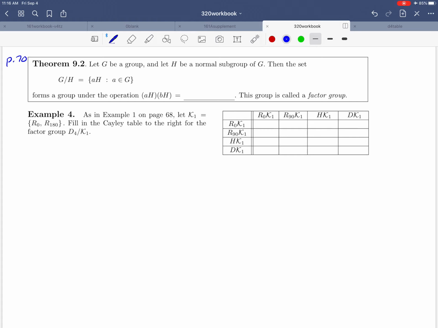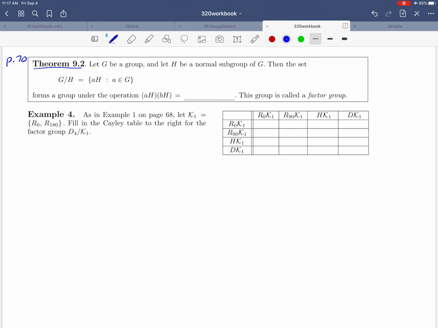The main definition was the idea of a normal subgroup. We made the observation that a normal subgroup is special in the sense that the cosets of a normal subgroup behave very nicely. In particular, they form a group in their own right. And so we are ready to formalize that concept now in Theorem 9.2, and give it some notation and terminology.